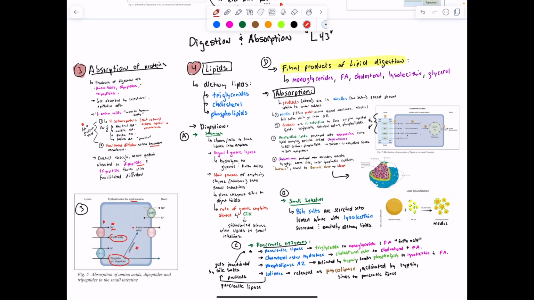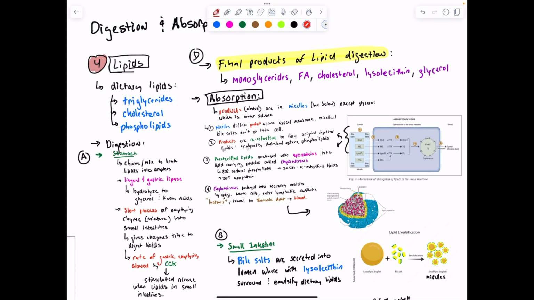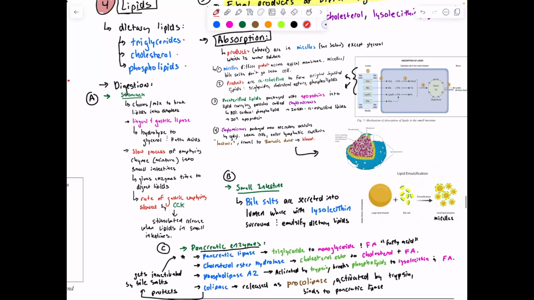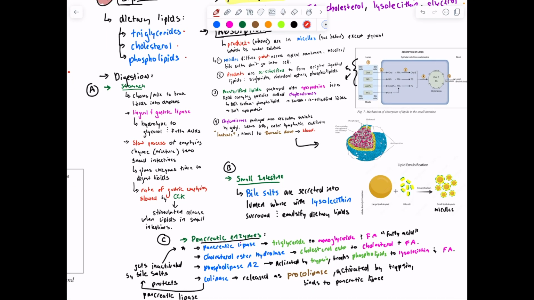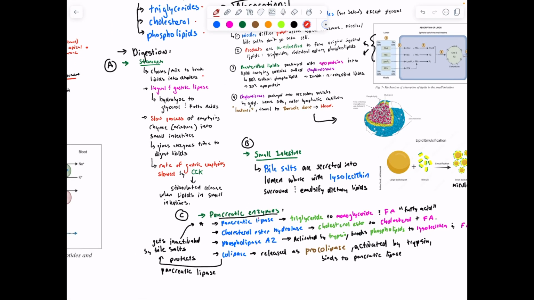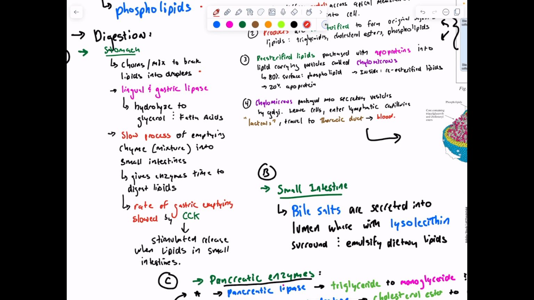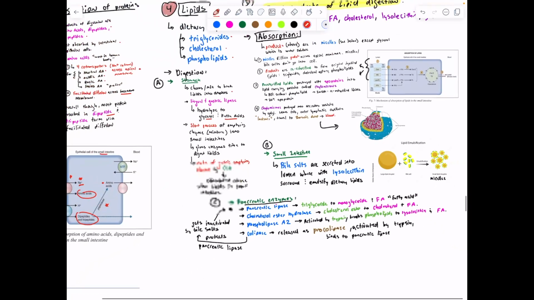Okay, so that brings us to lipids. Dietary lipids include triglycerides, cholesterol, and phospholipids. Digestion of lipids begins in the stomach, which mixes the lipids to break them down into droplets. In the stomach, you have lingual and gastric lipase, which hydrolyze lipids down to glycerol and fatty acids, or at least do as much as possible.